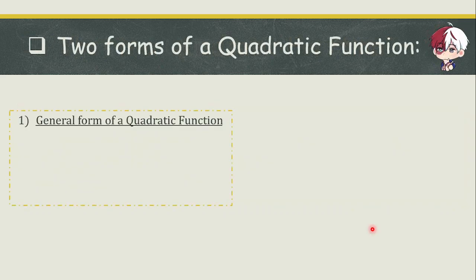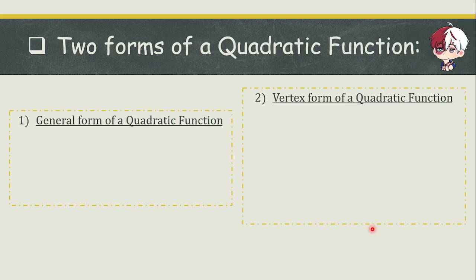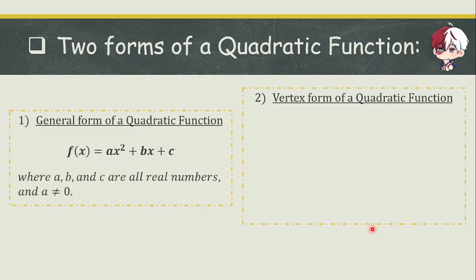Here are the two forms of a quadratic function. The first form is the general form and the second form is the vertex form. For the general form, we have f of x equals ax squared plus bx plus c, where a, b, and c are all real numbers and a is not equal to 0, because if a is equal to 0, the x squared will disappear. 0 times x squared, again, the result is 0.